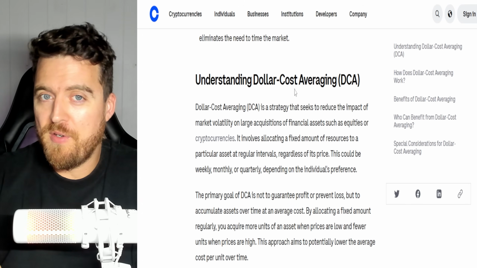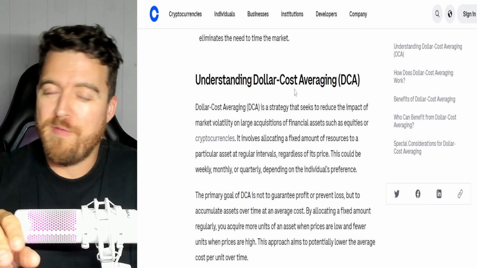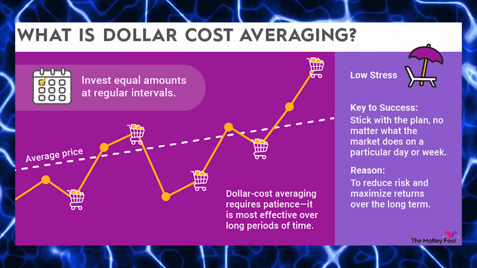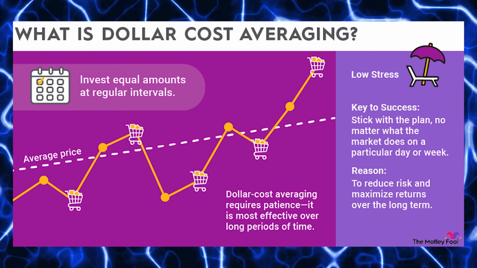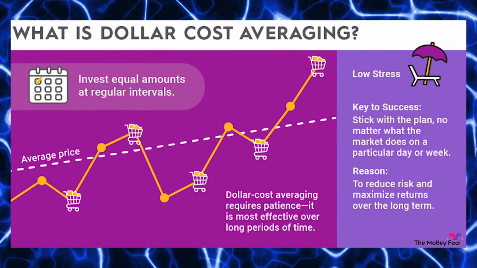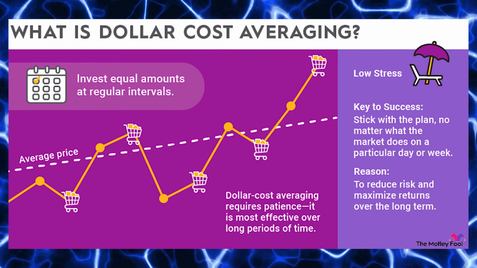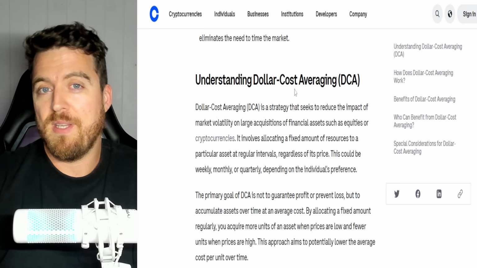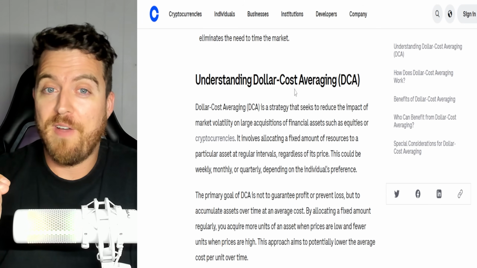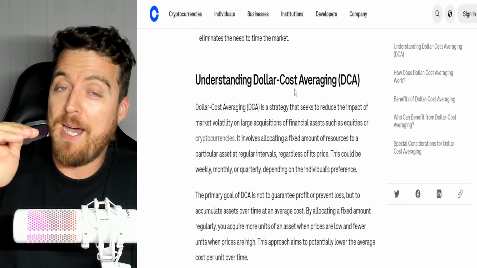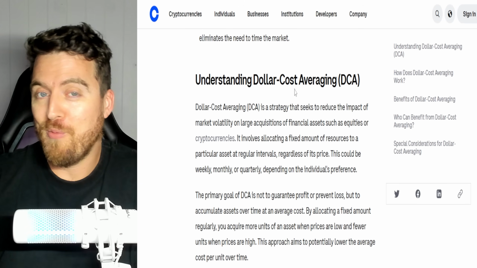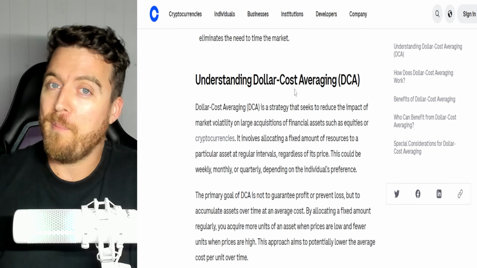Now, what does this do? This takes out the huge volatility in it. So for example, one day you buy $10 worth of Bitcoin at $60,000. The next week you buy $10 worth of Bitcoin at 65. The following week, 55. What you're doing here is leveraging the market. You're basically relying on the fact that it's going to go up and down and up and down, and then hopefully end up leaving you with more Bitcoin than you've paid for.